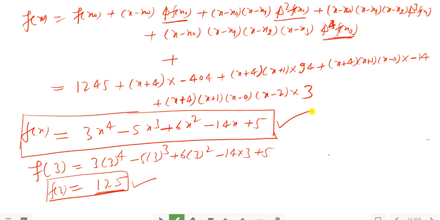So this is the way of applying Newton's divided difference interpolation formula, and with the help of the Newton's divided difference interpolation formula to construct a polynomial as well as compute the functional value.